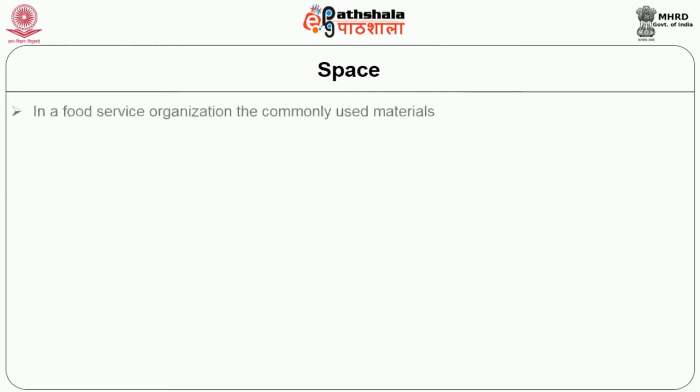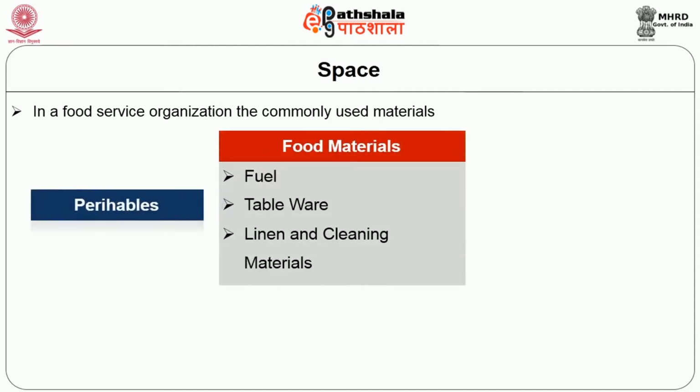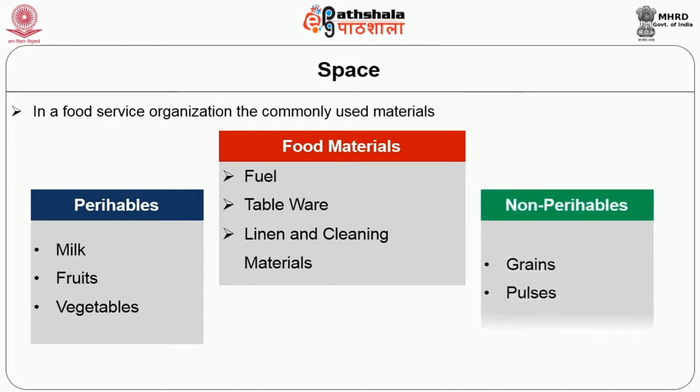Next will be the materials. In a food service organization, the commonly used materials are food materials like fuel, tableware, linen and cleaning materials. Food material constitutes perishables like milk, fruits and vegetables which get easily spoiled, and non-vegetarian food, etc. Next, non-perishables like grains and pulses.